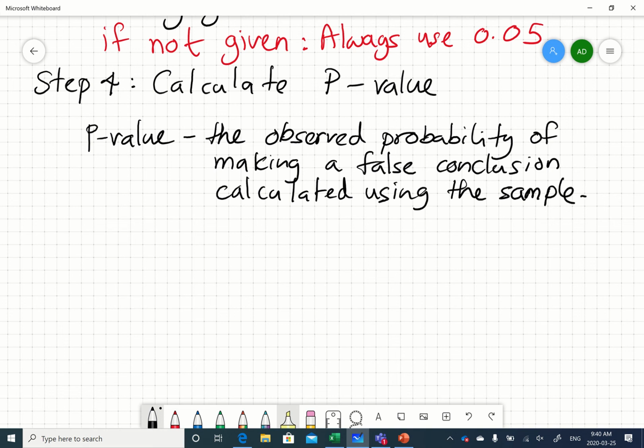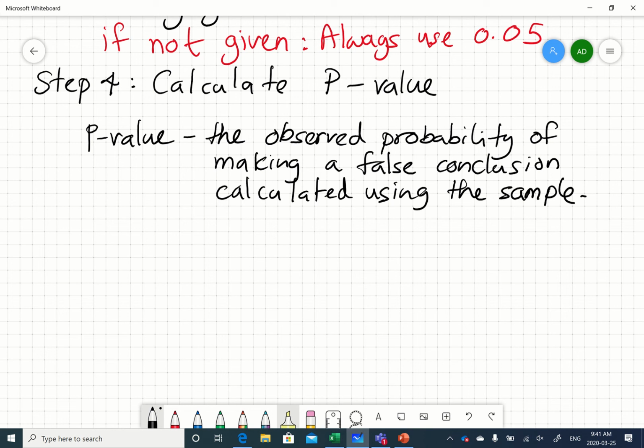So alpha, we pick the number, we set the bar. Our tolerance is 5%. And then p-value, we actually calculate what the actual rate is going to be based on my sample. So p-value will be different from one person to another. If I'm using one sample and I have a p-value, and somebody else uses a different sample, they are going to get a different p-value. So their actual error is different than mine.